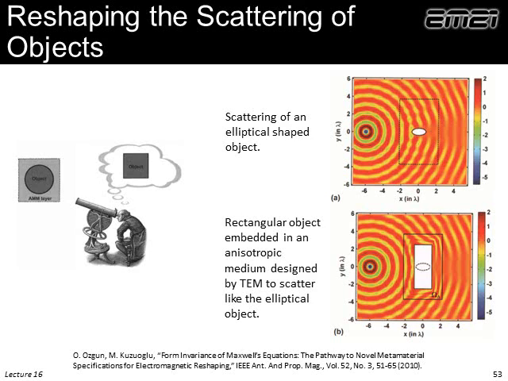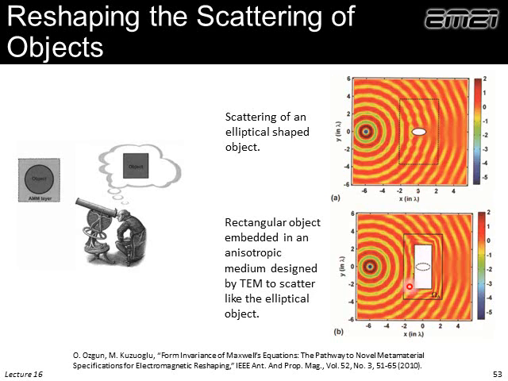Here's something else neat that we can do. We can make an object of one shape scatter like it's an object of another shape. For example, let's say we have a block object, but we don't want the bad guy to know that this is a block object. We want it to look like a little tiny elliptical object. So here's a source, it radiates, and here's what the scattering looks like from an elliptical object. So in this case, we don't want to make our big block invisible. We want the field outside the cloak to look like it was an elliptical object.